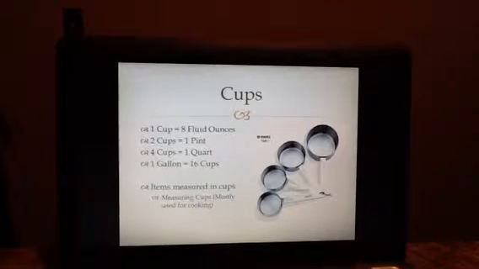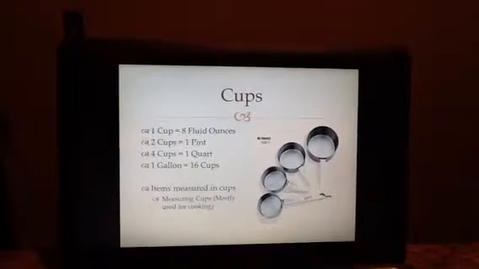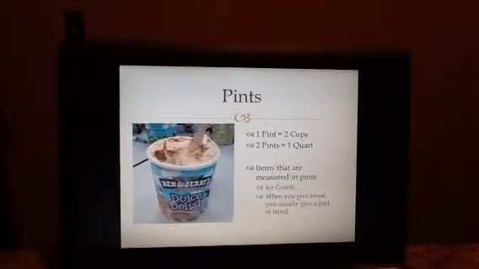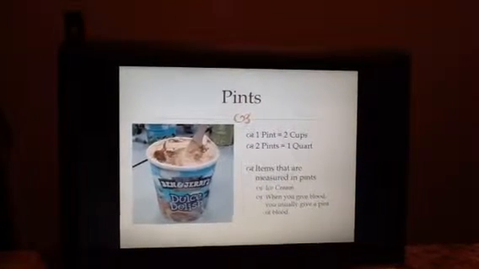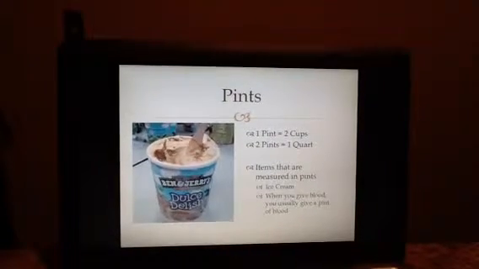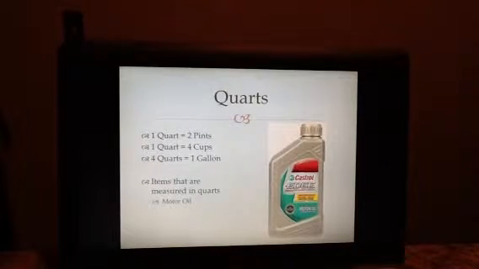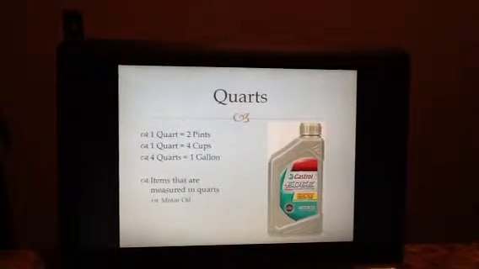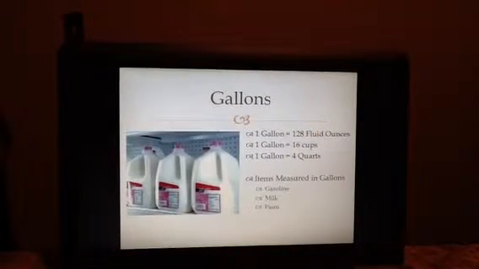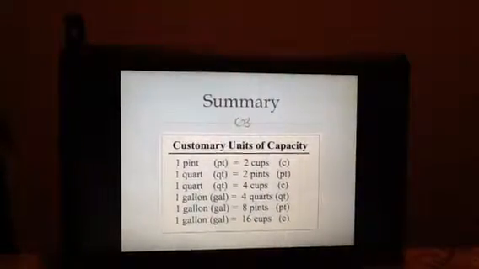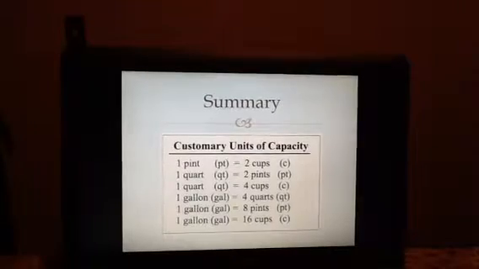The next one up is cups. The measuring cups is the well-known in the kitchen. Once again, more conversions. Pints, the one that everybody knows, a pint of ice cream. Conversions, things that you would measure in pints. Quarts, and this would be stuff like motor oil. And then the big one, we're all familiar with the gallon, whether it be gasoline, milk, or paint. And there's your summary of the capacity units.